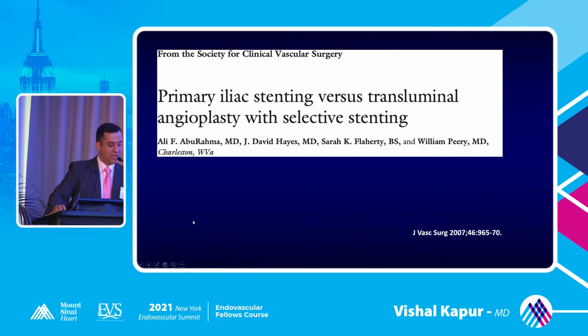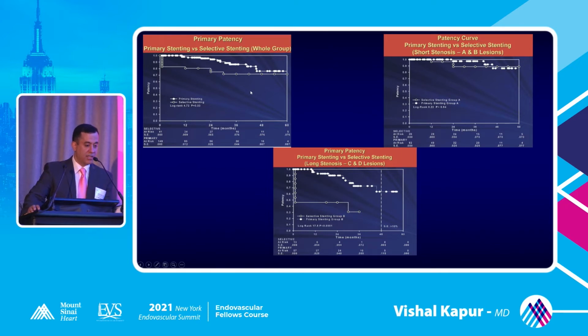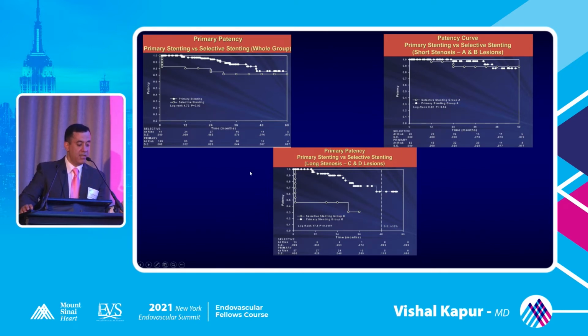Same thing happened with the selective stenting part, where we compared primary iliac stenting versus transluminal angioplasty with selective stenting. And you can see the primary patency results down the line, especially at 48 months. The patency rate between primary stenting versus selective stenting is pretty much the same. However, the primary patency of primary stenting is still superior as compared to selective stenting. So especially in C and D, the difference is more obvious as compared to TASC A and TASC B lesions.